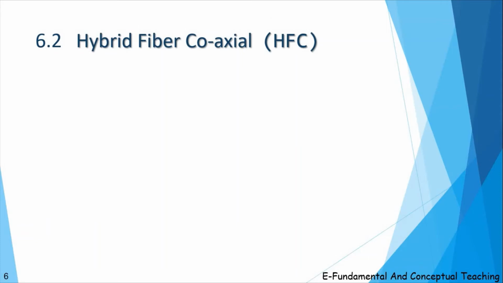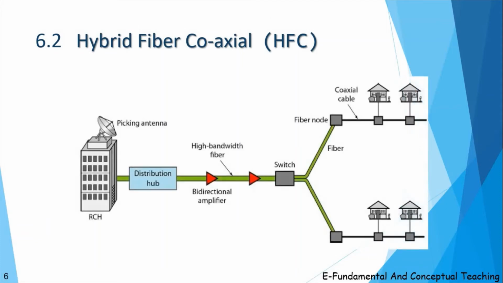Hybrid Fiber Coaxial, HFC. This is the basic architecture of the HFC. From RCH, that is regional cable head, to fiber node, the information is carried by the optical fiber cable. Endpoint transmission is done with the help of coaxial cables. That means both fiber optic cables and coaxial cables are used for the transmission.